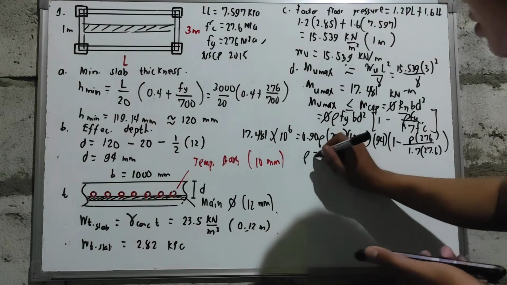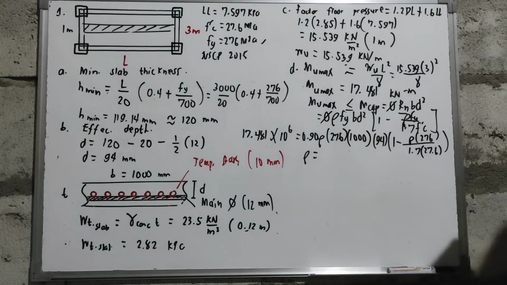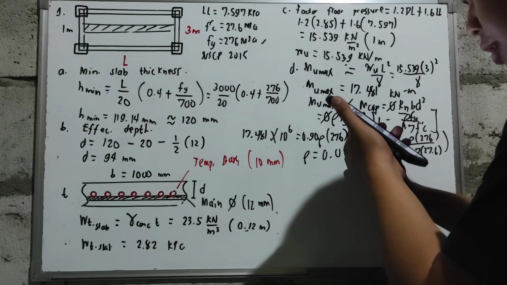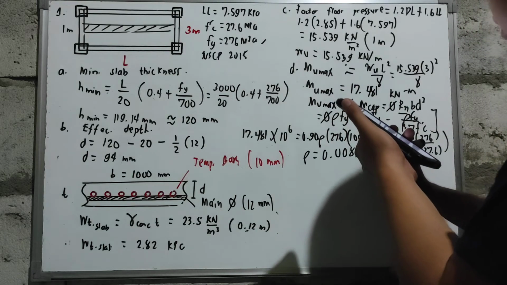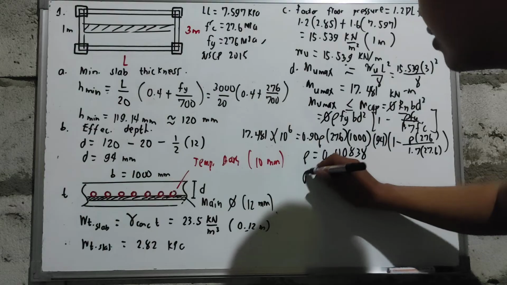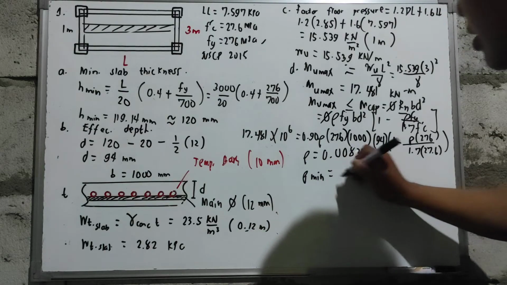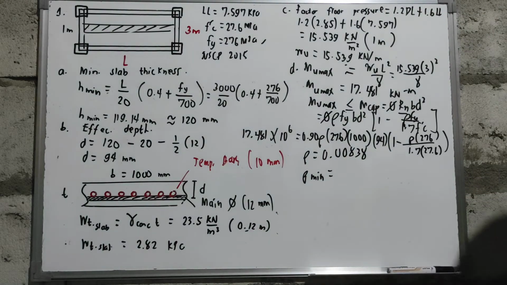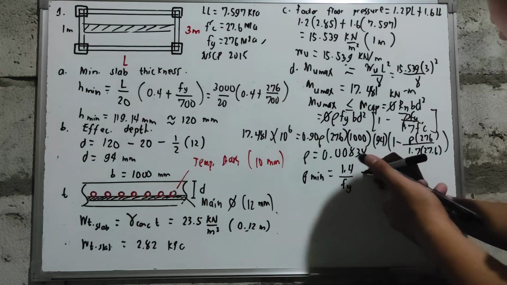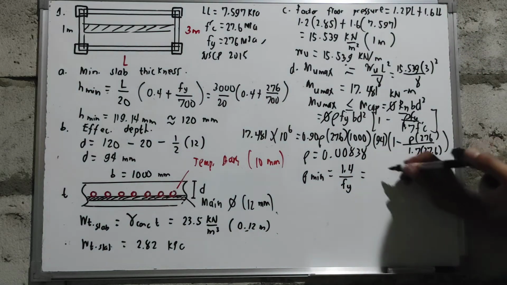So yung value ng rho natin by shift solve is now equal to 0.00838. And after that, we're going to check the ductility. So solve natin yung value ng rho minimum natin. So for this one, compute natin yung 1.4 over Fy natin. So that will be equal to 0.0051.